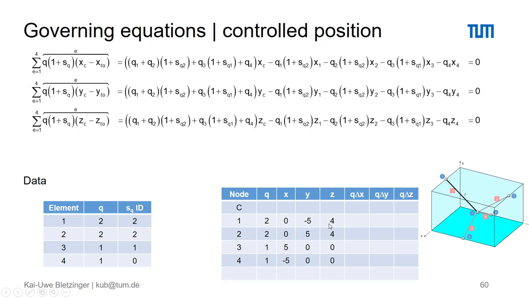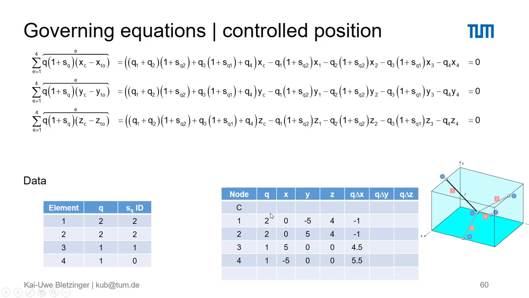Then we introduce the initial coordinates of the 4 vertex nodes, here with some number, whatever that is. And then we just set up individual results or individual terms which appear to be necessary to solve the equation.